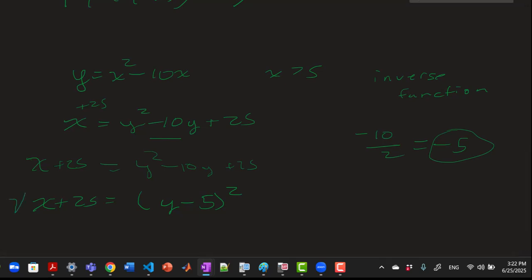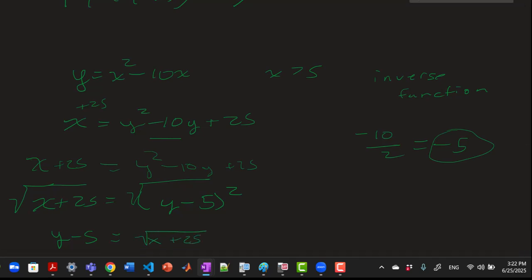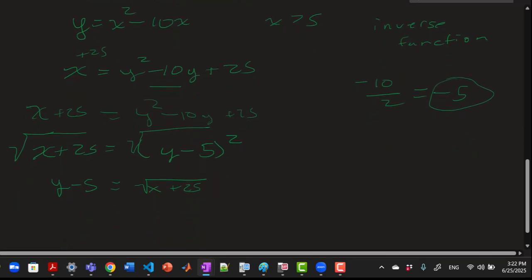Now I take the square root of both sides, and I get y minus 5 equals the square root of x plus 25, and then I add 5 to both sides. y equals the square root of x plus 25, plus 5.